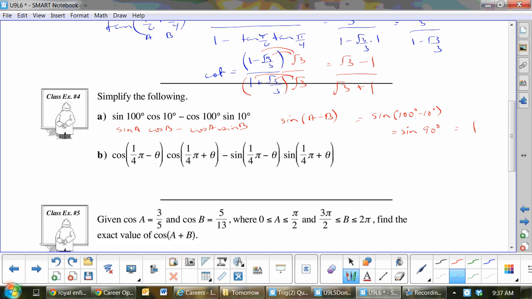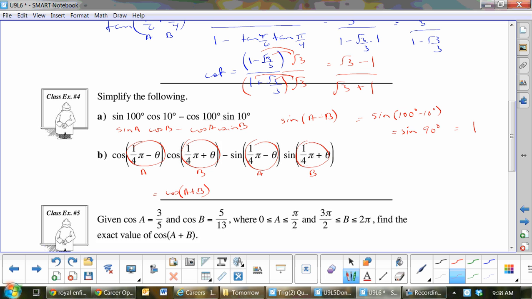Okay, how about the next one? This one looks like, now this one's kind of tricky, because this entire thing would be A. This entire thing is B. So this would be A, and this would be B again. So that would be, which one? What goes cos A, cos B minus sine A, sine B? Cos A plus B. So this would be the same thing as cos A plus B. You're looking on your formula sheet, right? So you're just matching.